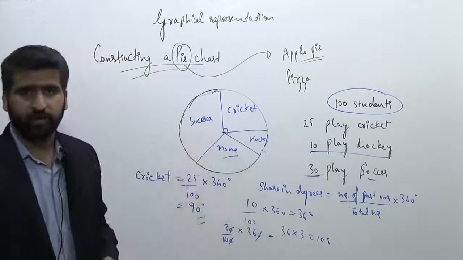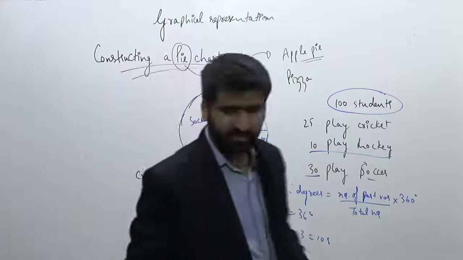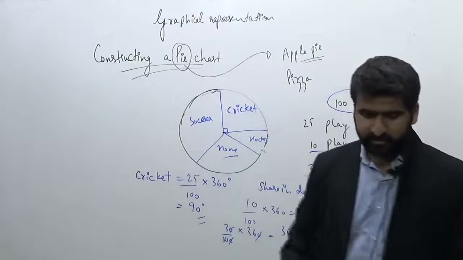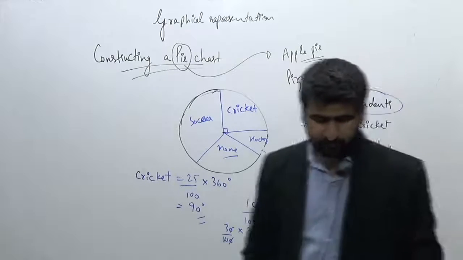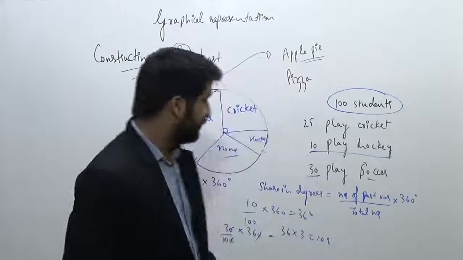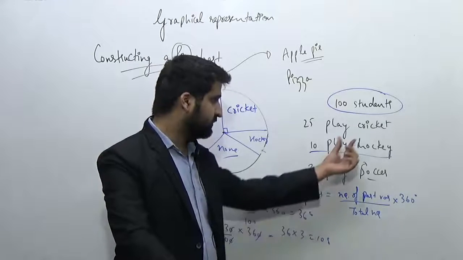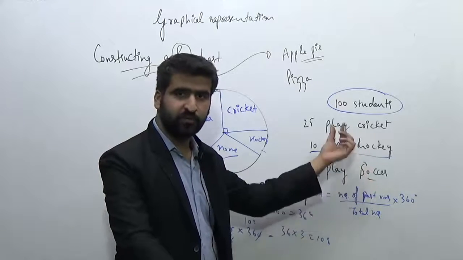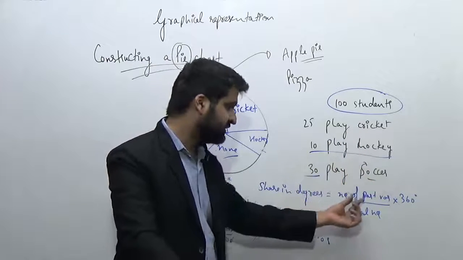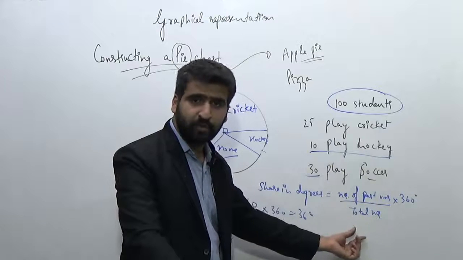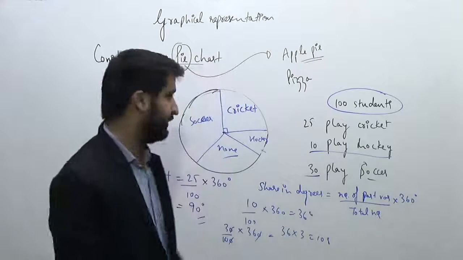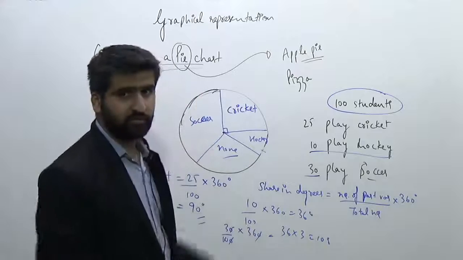So this is how we plot a pie chart. It is a very easy concept, right? Everybody clear? So the formula for the degree of portion, the share of a certain variable in degrees, is equal to the number divided by the total number multiplied by 360 degrees. So this is the significance of a pie chart.